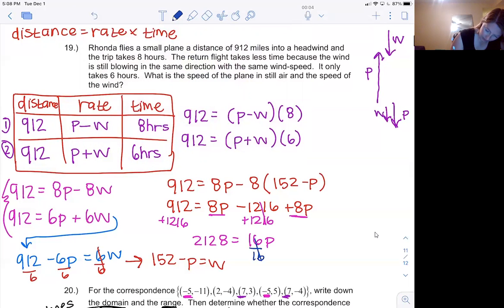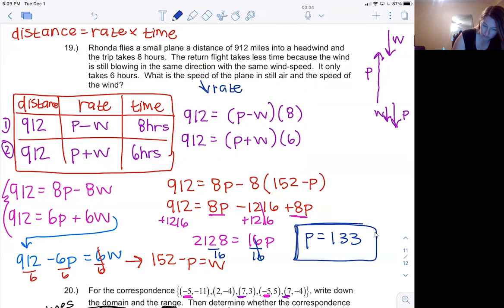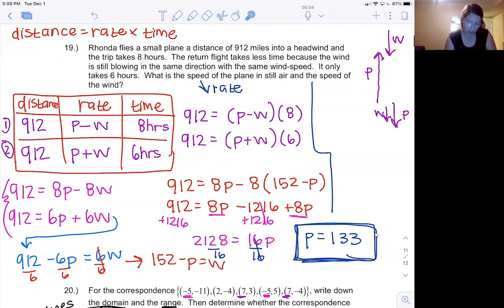Divide by 16, divide by 16, and I have P equals 133. And they want to know what the speed of the plane is. And speed is the same thing as our rate. So this is my answer. If they want to know the speed of the wind, I plug P into one of these equations to find my wind.